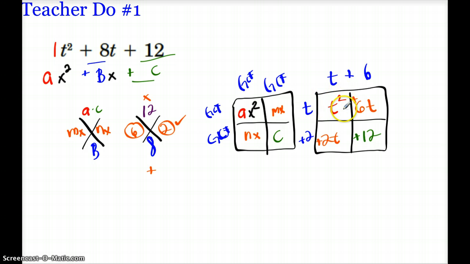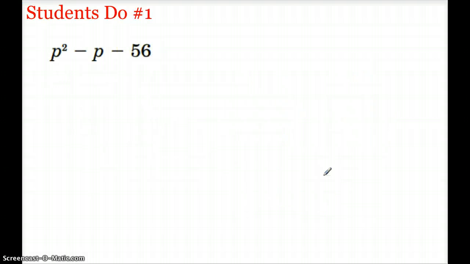Okay. Now we can check to make sure everything works. t times t, good. t times 6, good. 2 times t, good. And 2 times 6, 12. Okay. X box method. Final answer should be (t + 6)(t + 2). Okay, we did this with the algebra tiles, so we're kind of just doing it all over again with actual numbers.